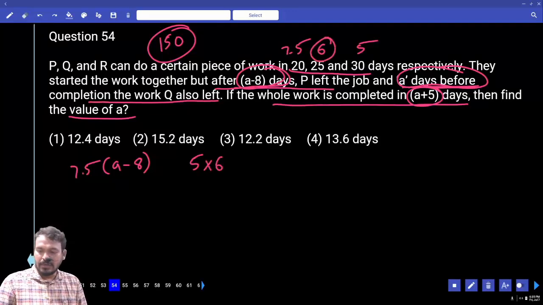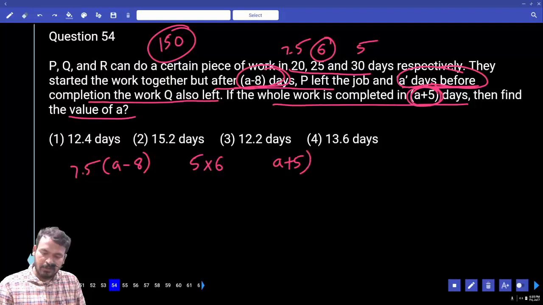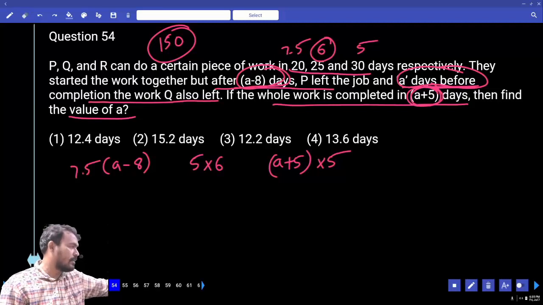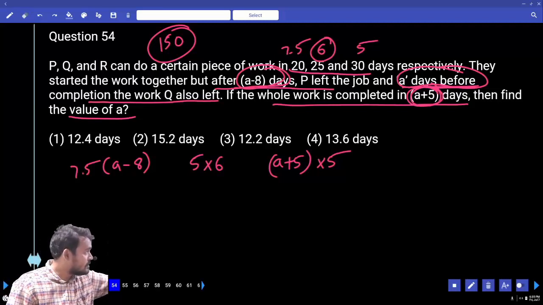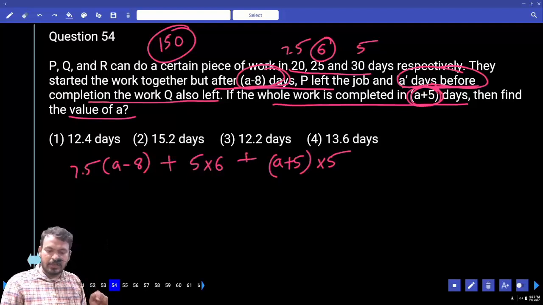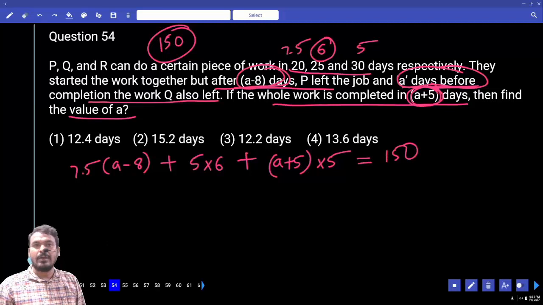Okay. Third one is working for total time or some time? Total time. What is the third one's time? A plus 5. What is the third one's efficiency? 5 parts, sir. Okay. First one, A minus 8 days' work of P. Second one, 5 days' work of Q. And last one, A plus 5 days' work of R. These three are added, we get the total work. What is the total work here? 150. Simplify this one, we get the A value.